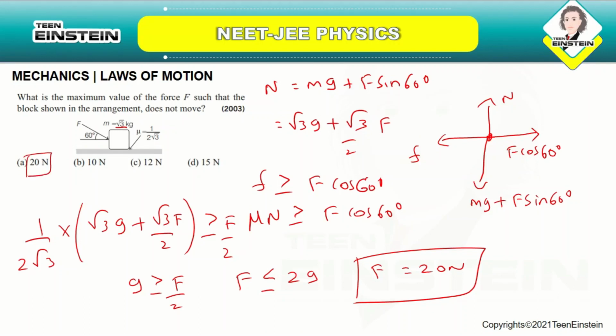First you have to find the vertical equilibrium of the block, and for no motion to occur, the force of friction should be greater than or equal to F cos 60 degrees, because it should not move. So the friction force should be greater than or equal to the horizontal component, which is F cos 60 degrees. That's what we have written here. You substitute the N value and finally find the force which can be applied on the block so that it does not move. It is around 20 Newton. So the correct answer is option number A. Let us now move on to the next question.